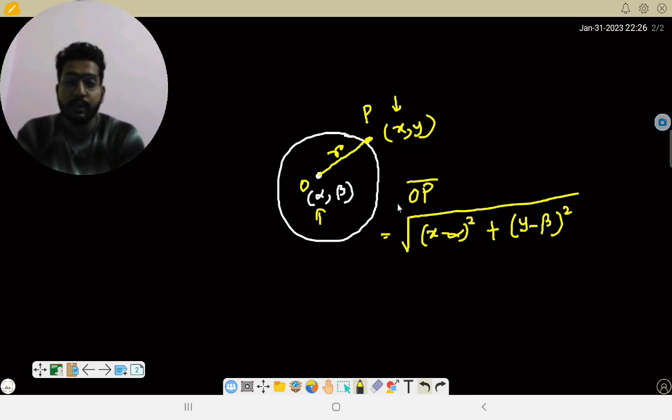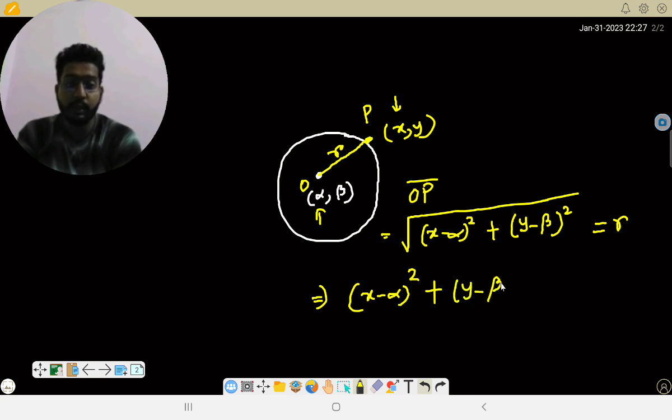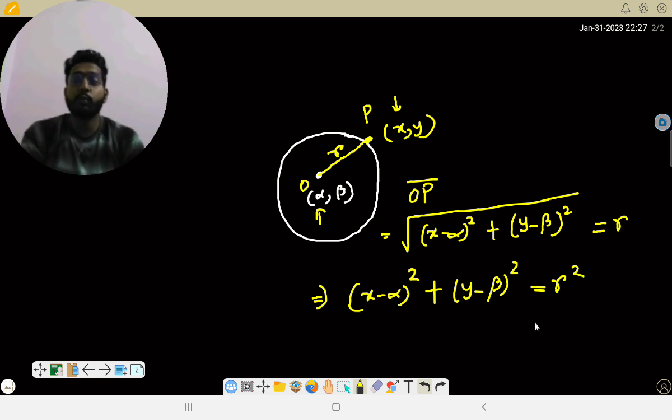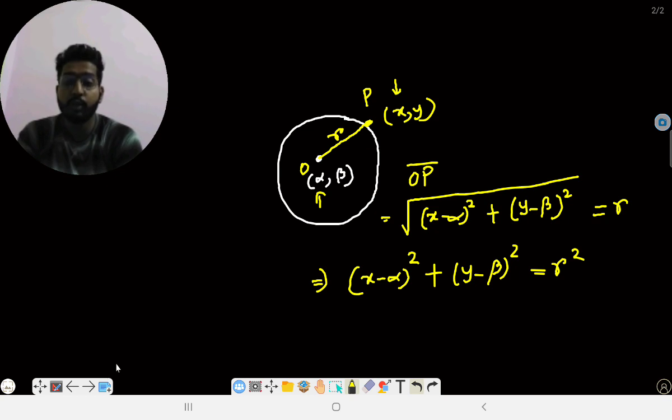Now this distance is equal to the radius of the circle. That means this equals r, and if the square root goes there, that will become x minus alpha whole square plus y minus beta whole square equals r square. So this is the equation of circle where alpha, beta is the center and r is the radius of the circle.